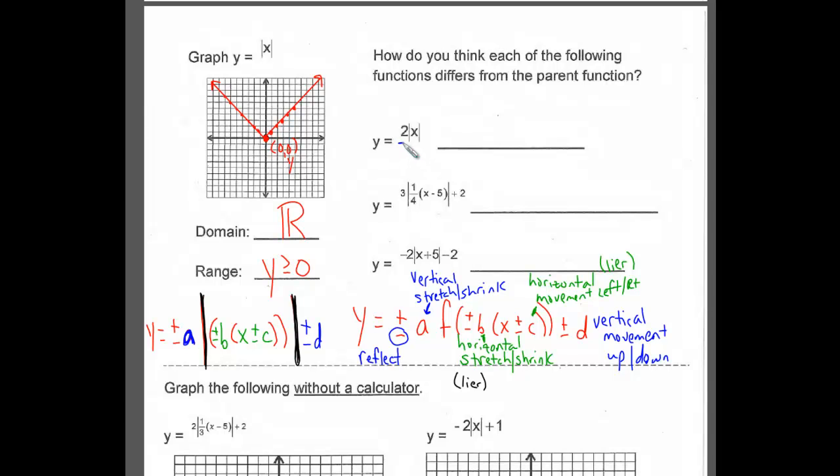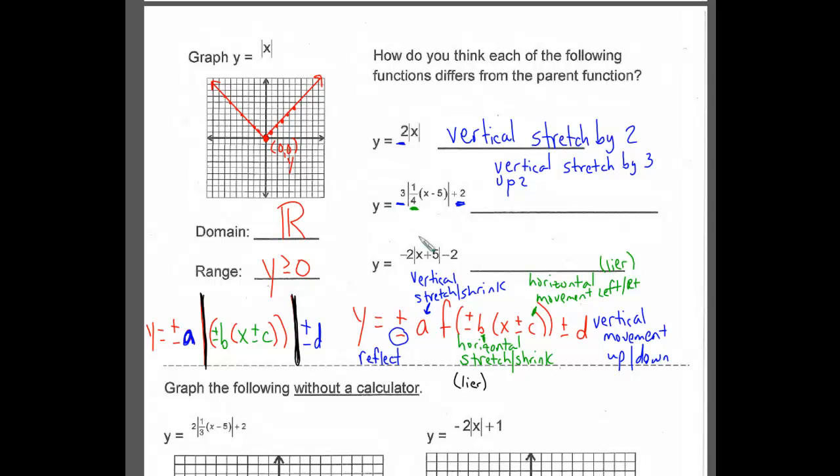Since 2 is outside of the function, it's a vertical stretch by 2. Let's look at the next one. There is a 3 outside of the function and a positive 2. Since 3 is in front, this is a vertical stretch by 3. Let's look at the other vertical movement. This is a vertical movement up by 2.